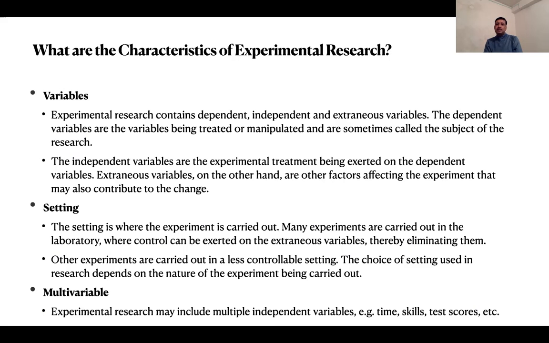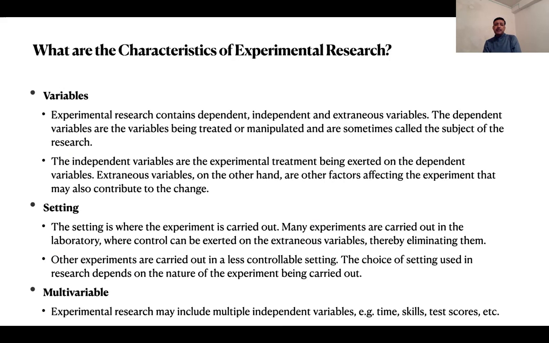Out of all this, we have drawn the characteristics of experimental research. What are the characteristics of experimental research? Variables. Here there are three main characteristics: variables, setting, and multivariable. What are the variables? Now we will see. Experimental research contains dependent, independent, and extraneous variables.